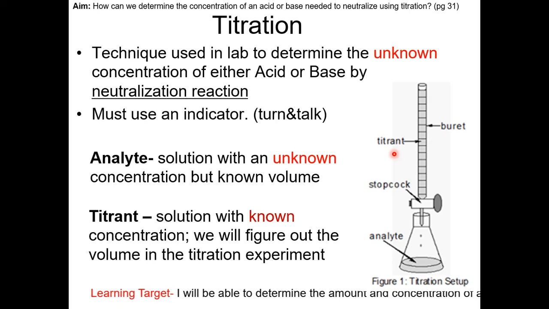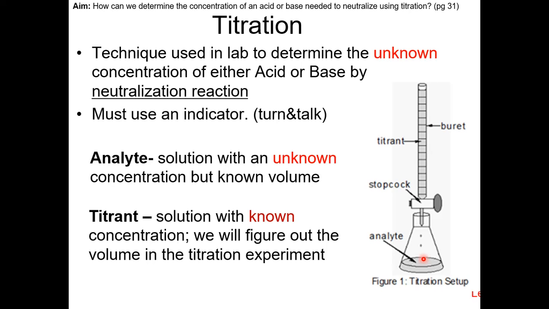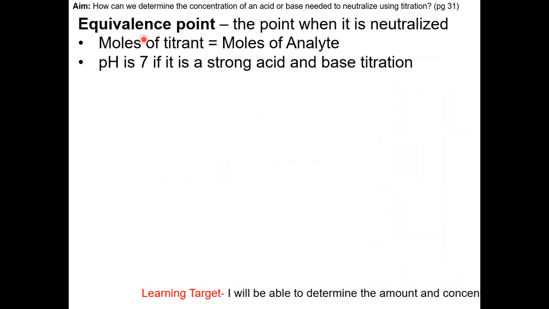The titrant is added to a graduated glass tube known as the Buret, and throughout the titration experiment, the titrant solution is titrated or added slowly into the analyte solution until there's a color change. Once there's a color change, the analyte is neutralized and the titration experiment is complete. The equivalence point is when it is neutralized, when the moles of the titrant is equal to the moles of the analyte. pH is 7 if it's a strong acid and strong base titration.